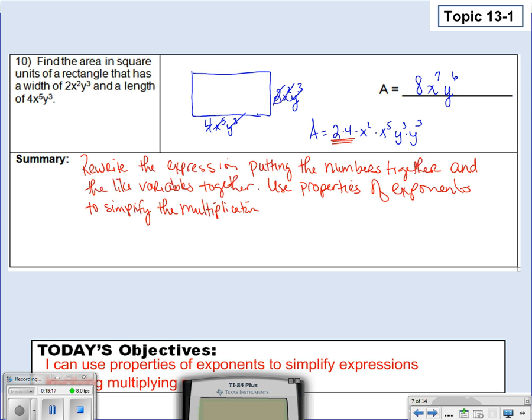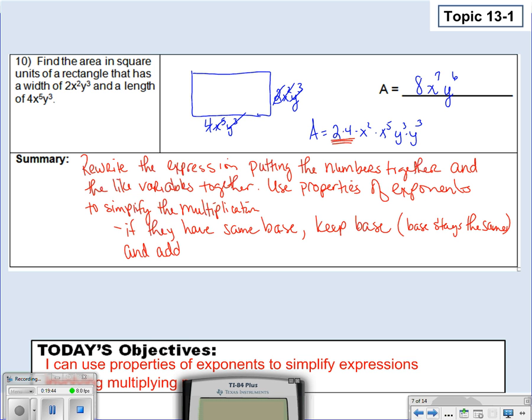The way that we did that is that if they have the same base, you will keep the base and add the exponents. Keep the base means the base stays the same, and add the exponents. I'm going to even give a little example. Like x squared times x cubed would be x to the 5th.